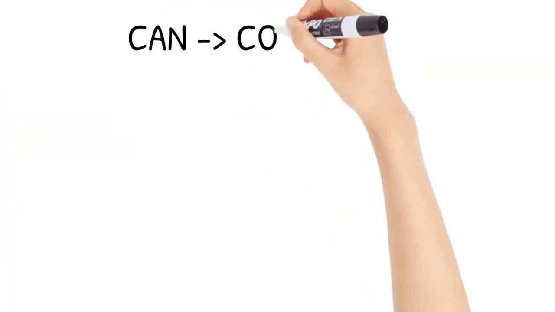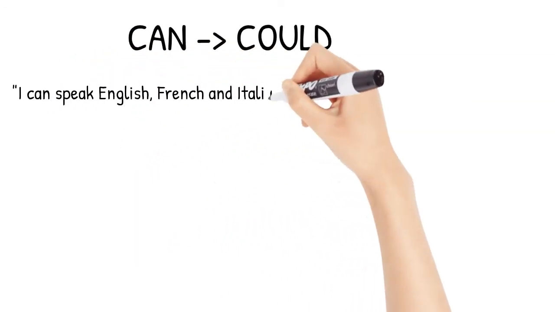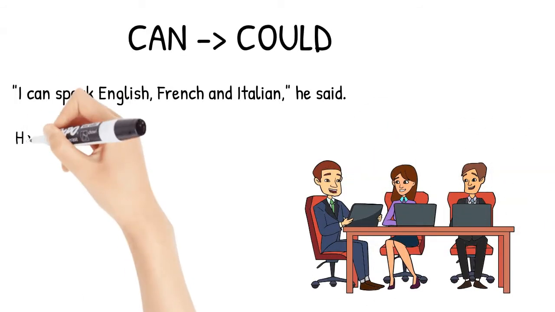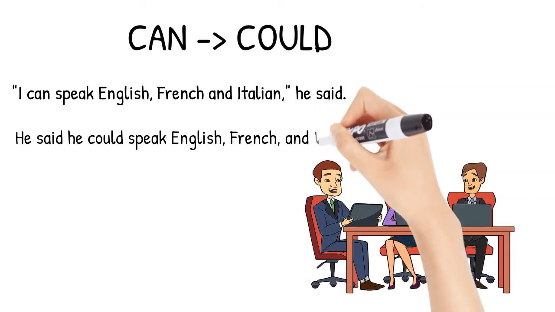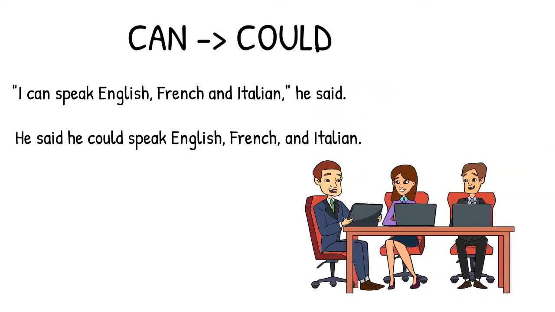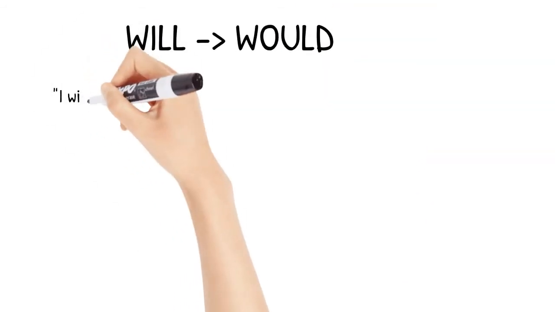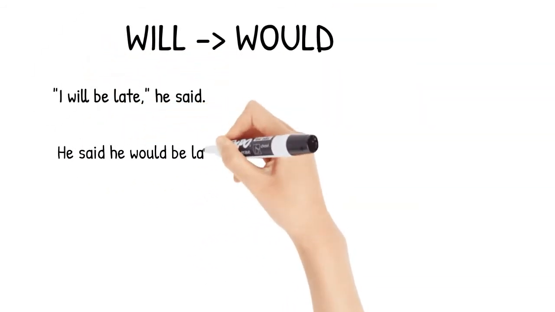Can becomes could. "I can speak English, French, and Italian," he said. In reported speech, that becomes: he said he could speak English, French, and Italian. And will becomes would. "I will be late," he said. In reported speech, that becomes: he said he would be late.